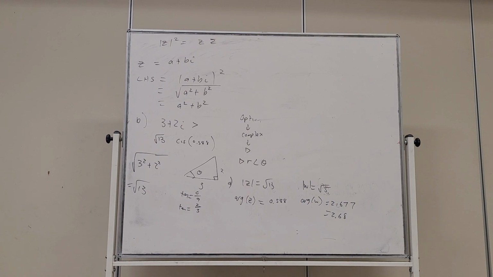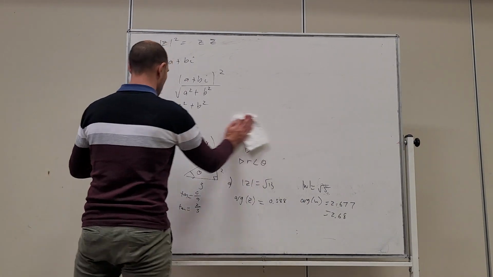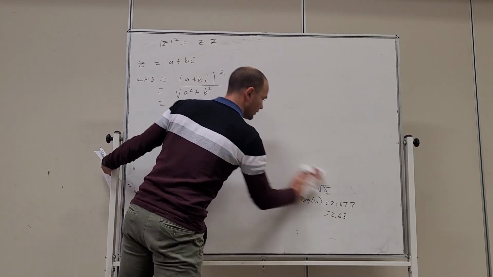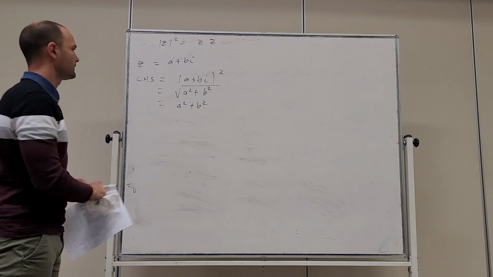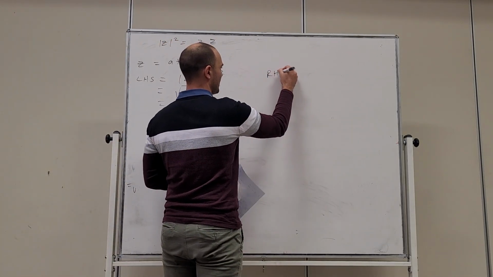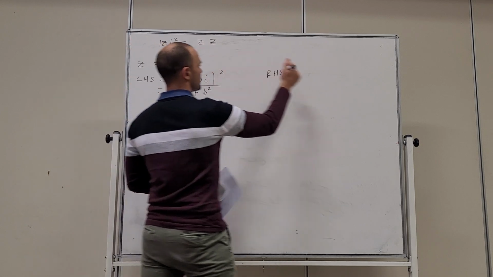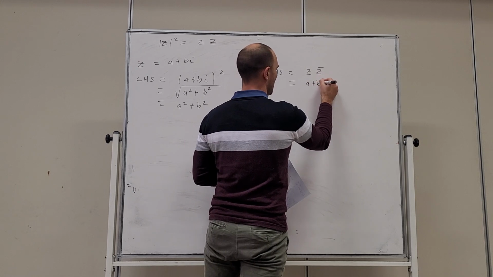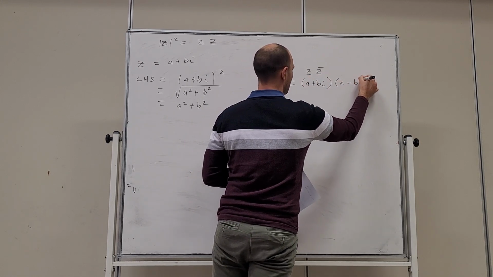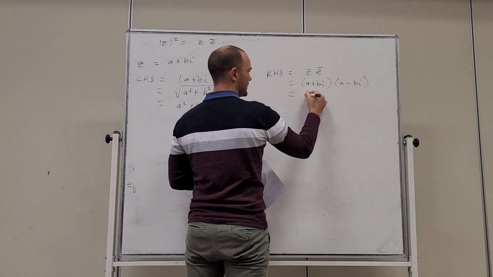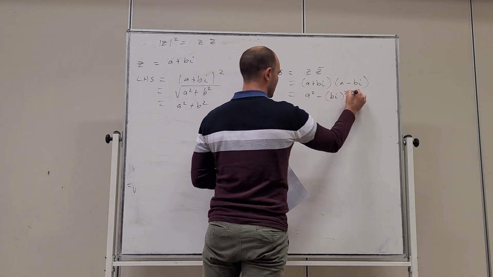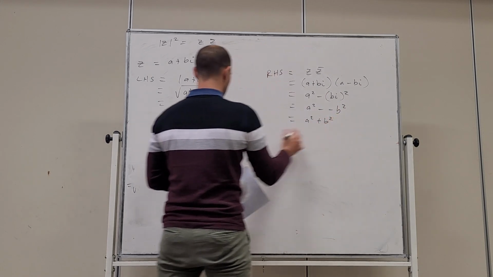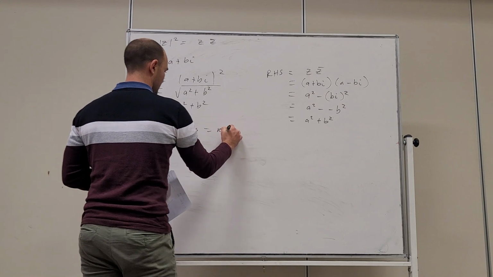So we'll leave the left-hand side as it is for now, and we'll jump over to the right-hand side. When we're doing a proof, we don't always have to follow the left-hand side the whole way. We just need to show that they're equal at some step along the way. So the right-hand side is z times the conjugate of z, which is a plus bi multiplied by a take bi. Difference of two squares, that's a squared take bi squared, which is a squared take negative b squared, a squared plus b squared. Left-hand side equals right-hand side, QED.